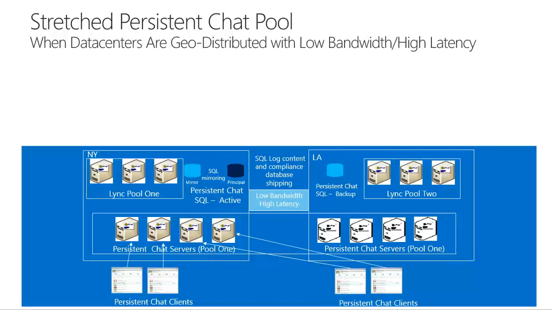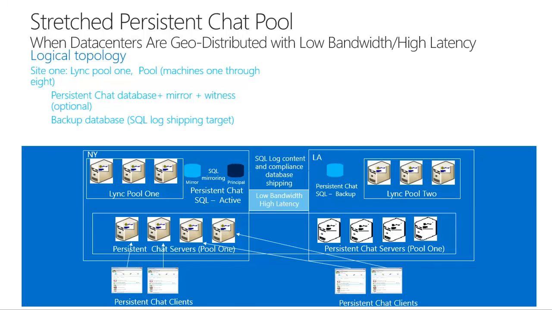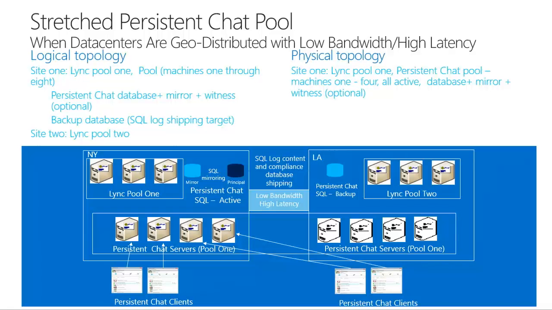And I'm going to go now through 2 specific DR scenarios. There is what we call geo-distributed with low bandwidth, high latency. An example is if you have 2 data centers, one in New York and one in LA. We call those low bandwidth sort of geo-distribution. The recommended topology is to set up a stretch pool with 4 active pchat servers in one geolocation, and backup ones that are inactive in the second geolocation. So site 1, Lync pool, 1 persistent chat pool, and machines 1 to 4 all active, and the database plus mirror witness are optional, of course, for the backend.